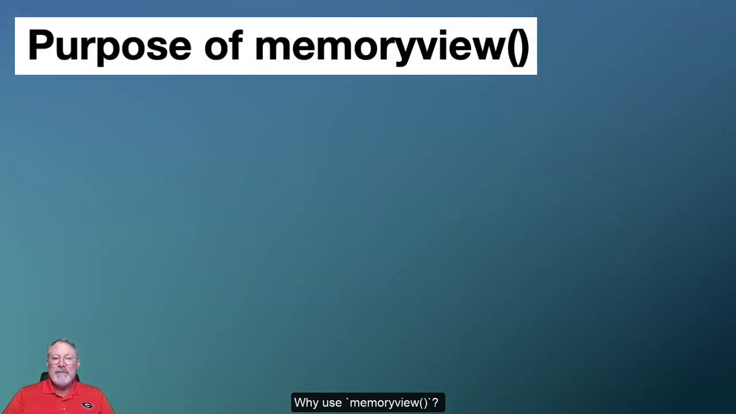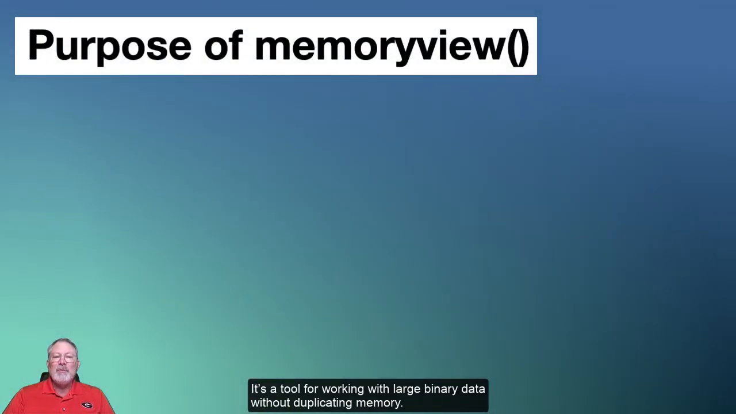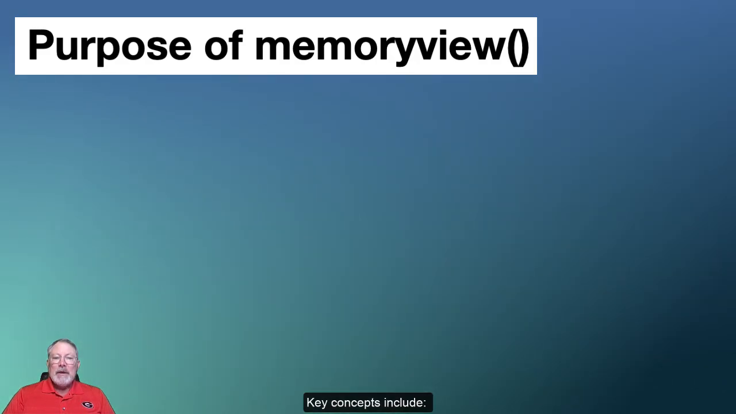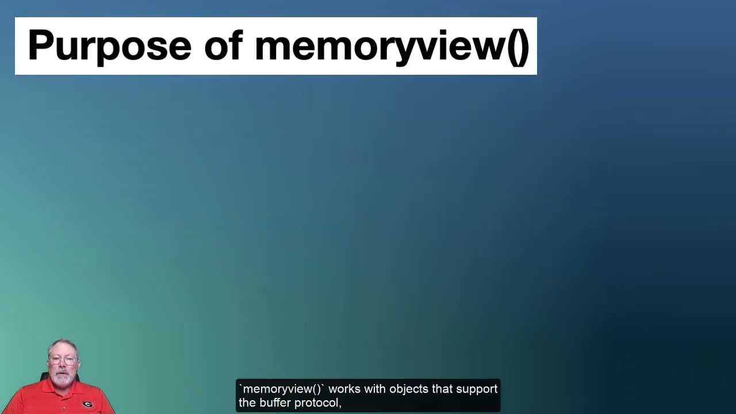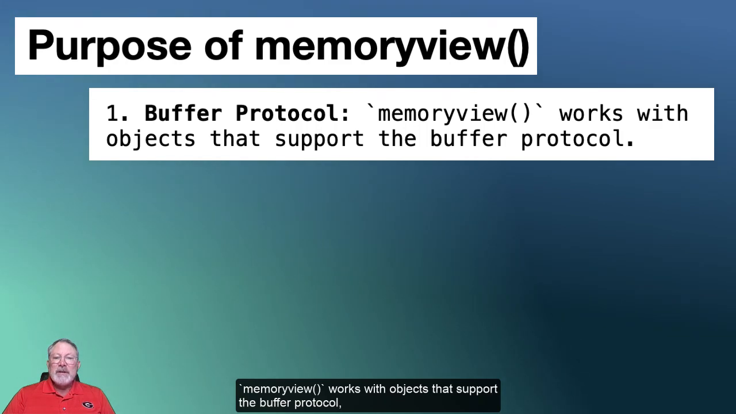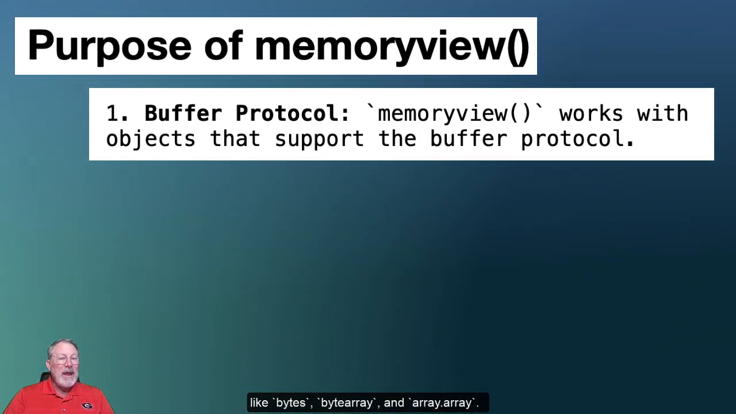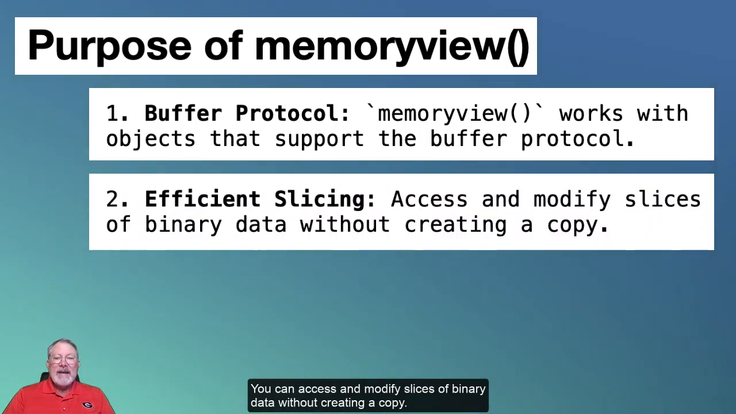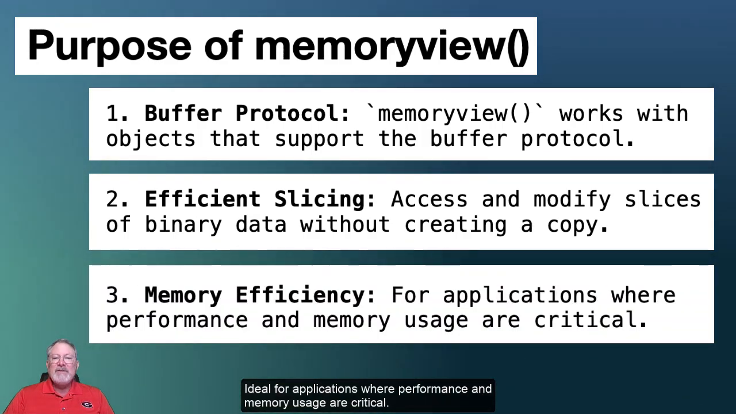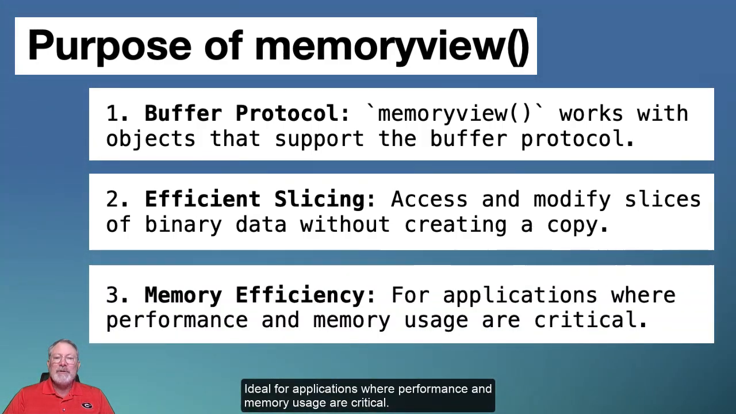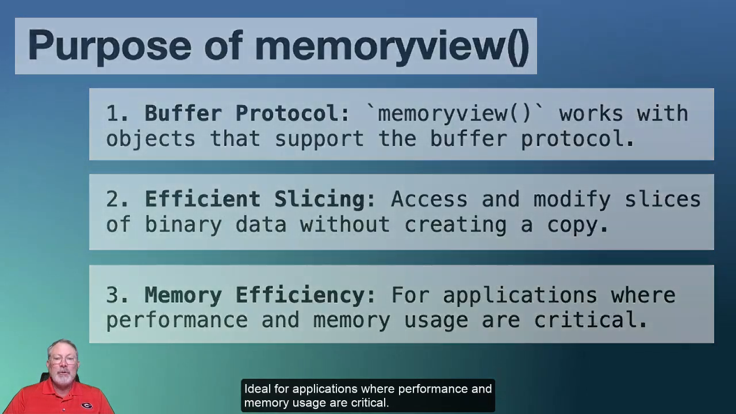Why use memoryview? It's a tool for working with large binary data without duplicating memory. Key concepts include: memoryview works with objects that support the buffer protocol, like bytes, bytearray, and array.array. You can access and modify slices of binary data without creating a copy. It's ideal for applications where performance and memory usage are critical.